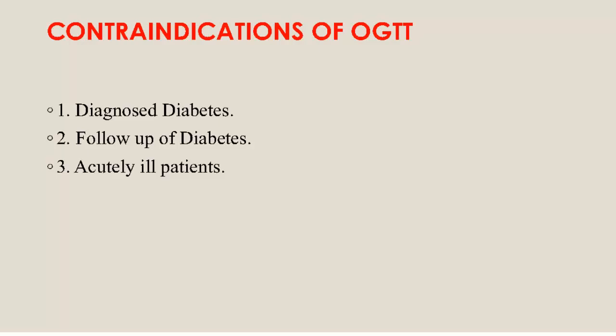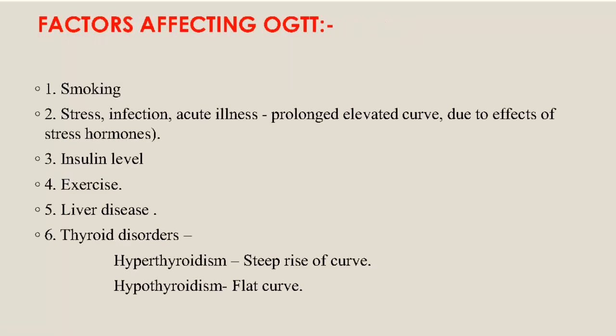Now, the factors affecting OGTT are on the next slide. First of all, smoking. Nicotine may raise the blood glucose level. Number 2, stress, infection, acute illness. You all know these are the conditions giving rise to high stress hormone levels. For this reason, there will be a prolonged elevated curve in OGTT due to the effects of stress hormones. Number 3, insulin level. It is very obvious that insulin level affects the OGTT values.